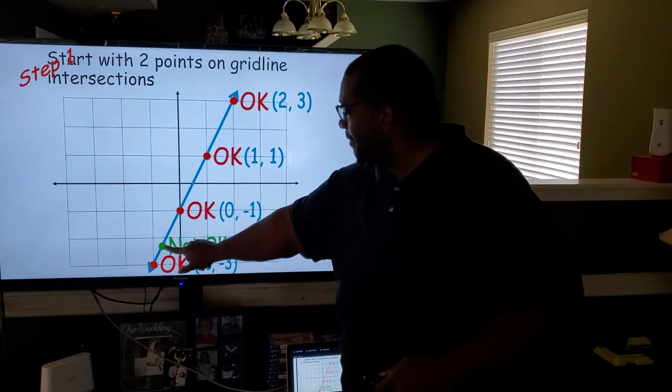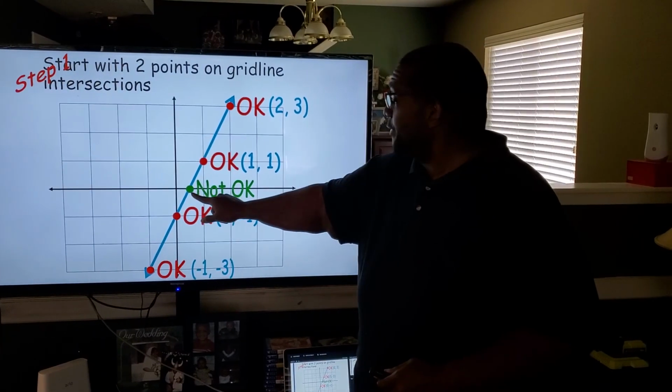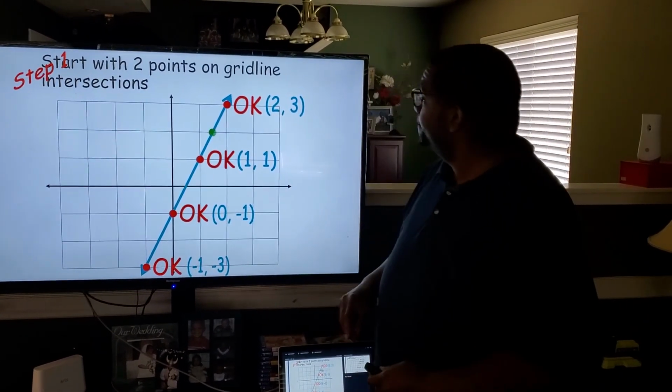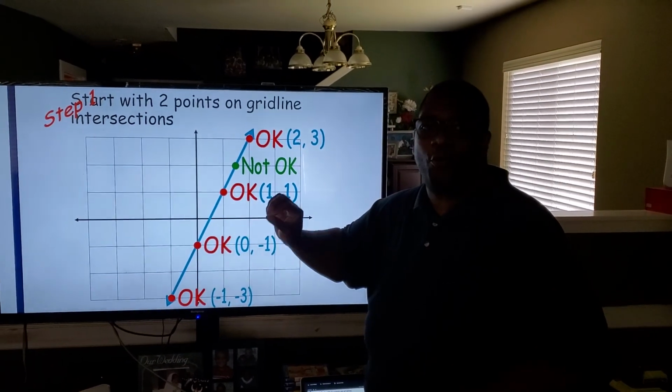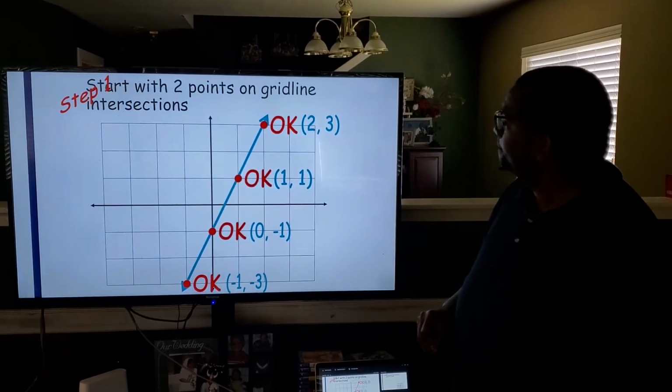This one is not okay because it's not touching a grid line. This one is not okay. It's touching the x-axis, but it's not in a corner. See, this one is touching the grid line also, but it's not touching a corner. So they must touch corners of the grid lines. Okay?